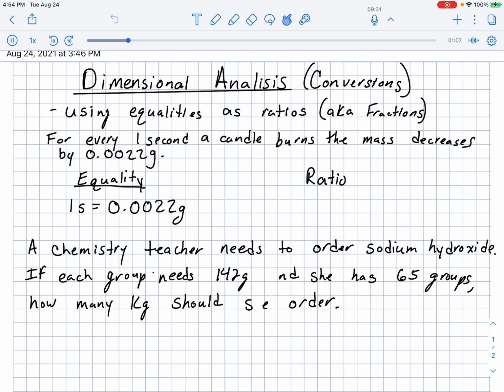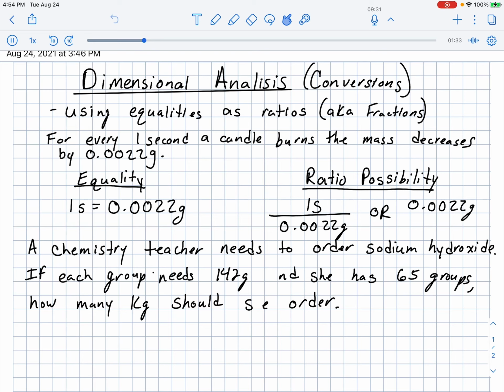So possible ratios or ratio possibilities is, remember we used our fractions the other day and we went over this in class, I could say that for every 1 second there is 0.0022 grams, or I could say 0.0022 grams per 1 second. So ratios or conversion factors can be flipped, can be either direction. It depends on what we're talking about.